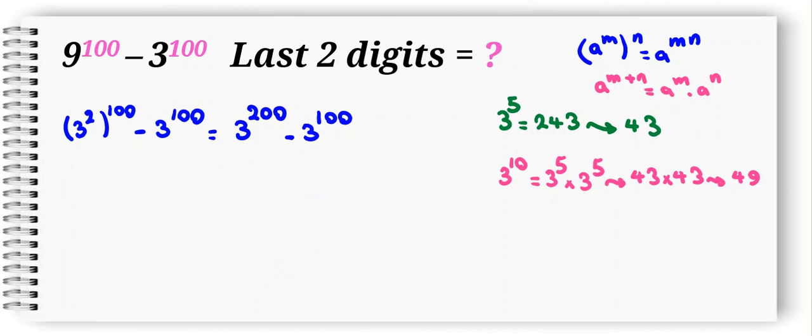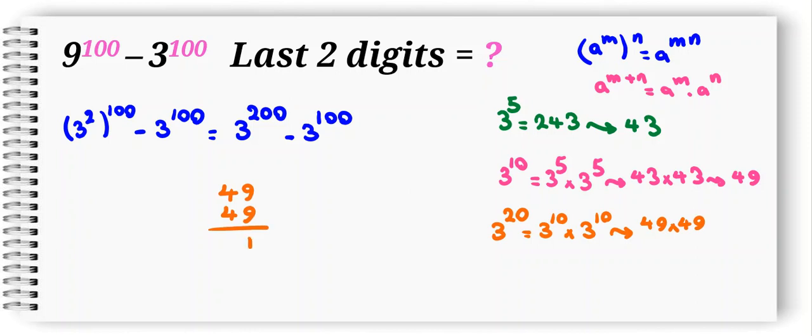Now the next step, we want to calculate 3 to the 20. Again, 3 to the 20 equals 3 to the 10 times 3 to the 10. 3 to the 10 is 49, so 49 times 49. Let's calculate. 9 times 9 is 81. We have 8. 9 times 4 is 36, plus 8 is 44. And 4 times 9 is 36. So it will be 0, 1. So we conclude that the last two digits of 3 to the 20 are 0, 1.